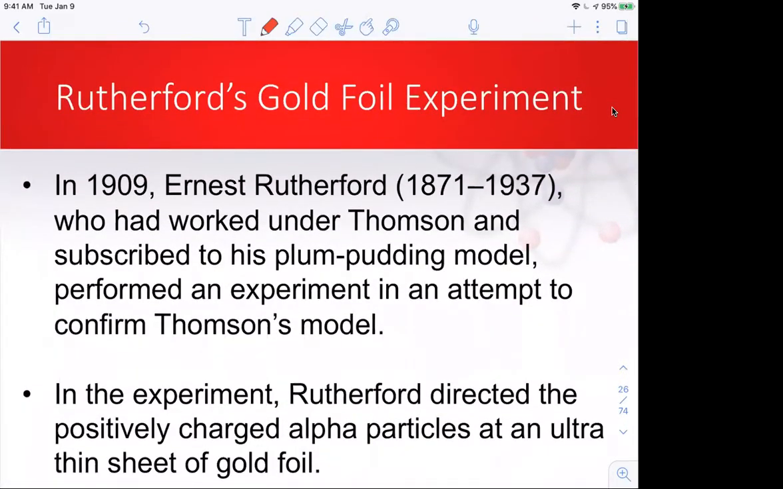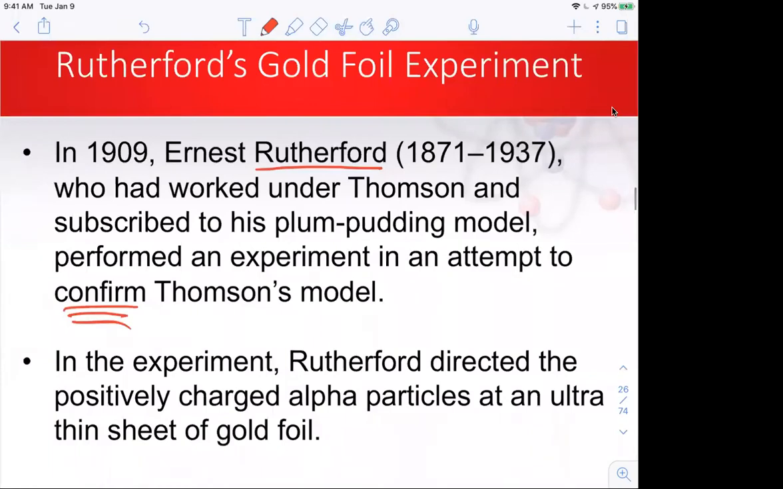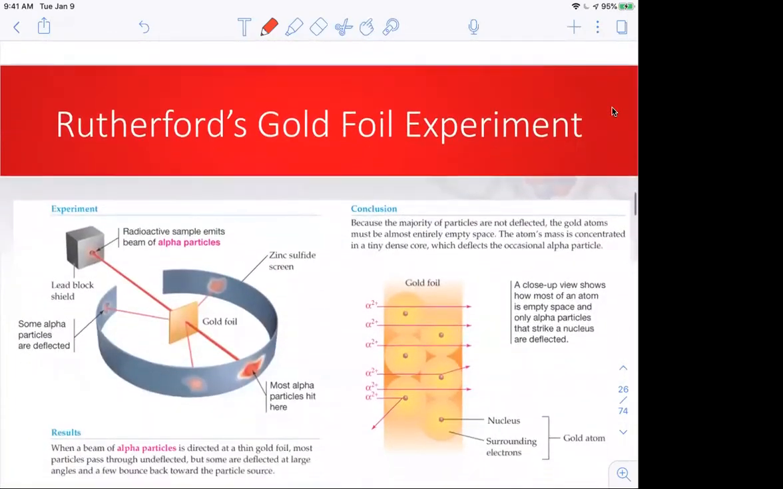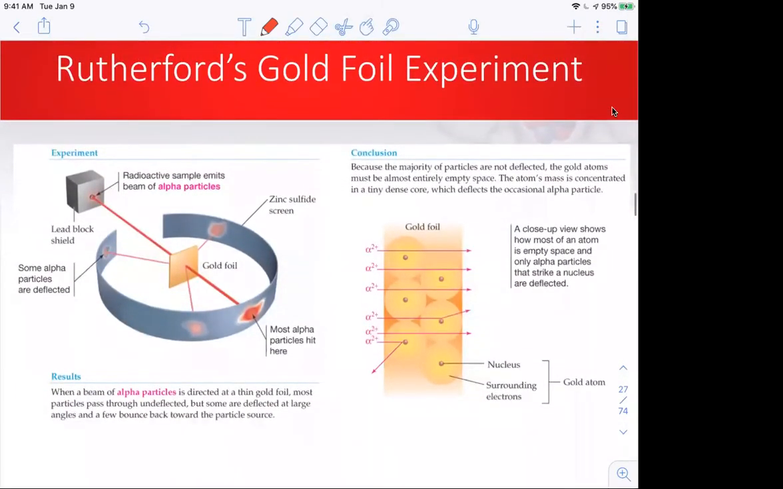In 1909, Rutherford, who had worked under Thomson and was a proponent, subscribed to Thomson's plum pudding model. So he devised an experiment in order to confirm it. In this experiment, which is called the gold foil experiment, Rutherford directed positively charged alpha particles at an ultra-thin sheet of gold foil.